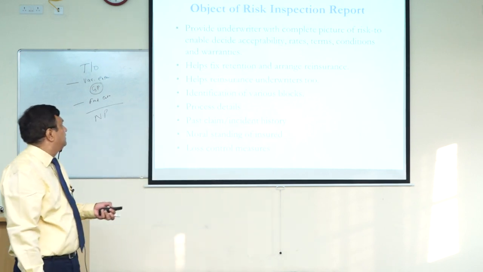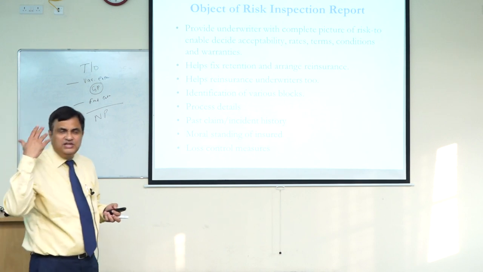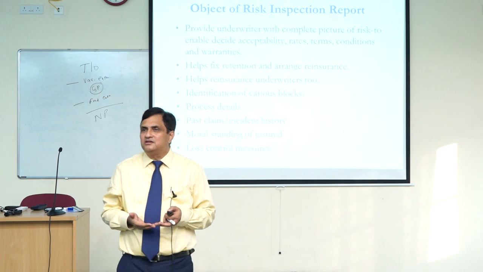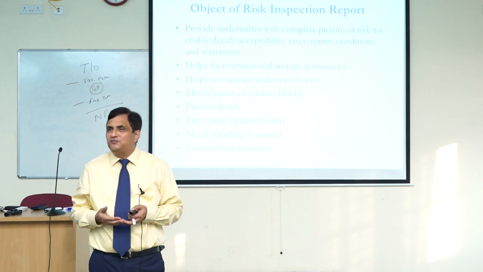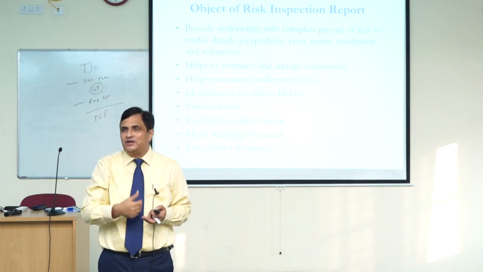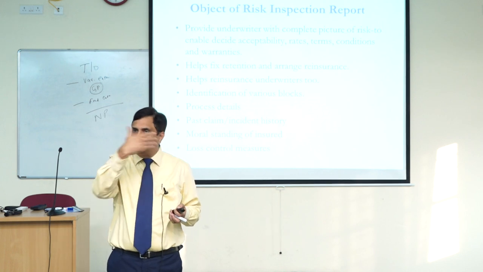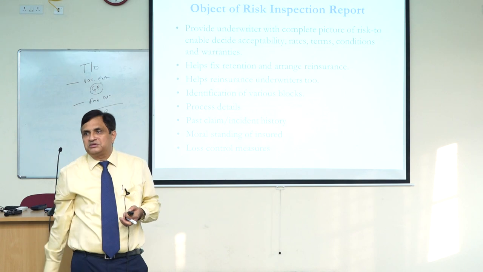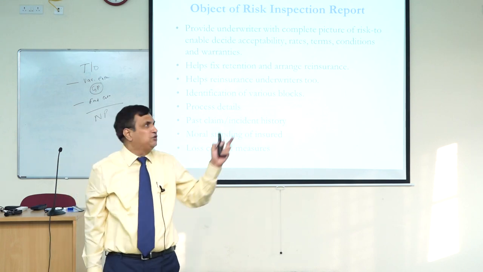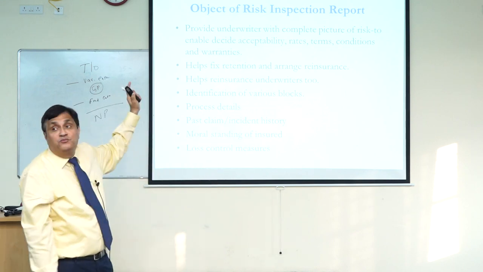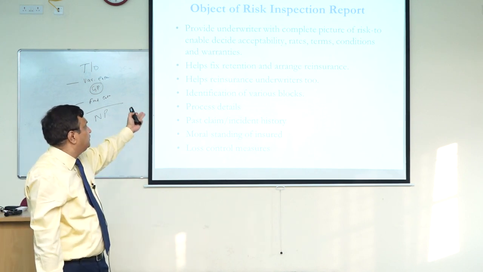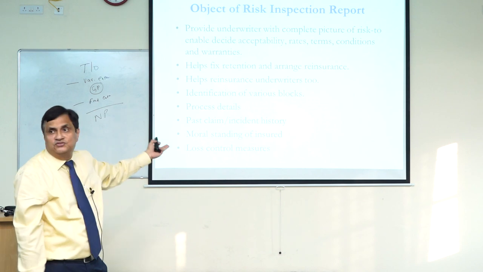So the last thing is risk inspection. It's a very easy chapter. Questions can be like, what is the use of a risk inspection report for the insured, for the insurer? What is it? We have already gone through a lot of what a risk inspection is all about. You will just need to write the points. How is it useful, for example? What is the object of a risk inspection report? It is to help reinsurance underwriters fix retention, add various blocks, process details, all that.